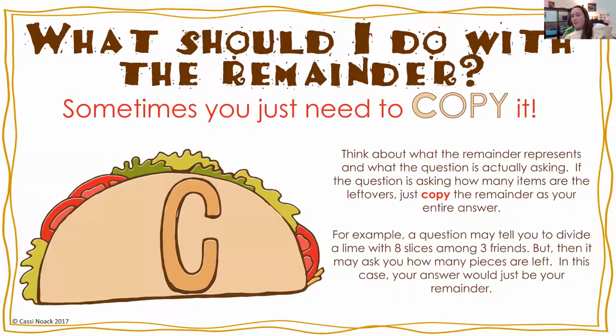Think about what the remainder represents and what the question is actually asking. If the question is asking how many items are the leftovers, just copy the remainder as your entire answer. So for example, a question might tell you to divide a lime with 8 slices among 3 friends, but then it may ask you how many pieces are left. In this case, your answer would just be your remainder, okay? So I'm going to share my screen, and we're going to solve how to copy it.